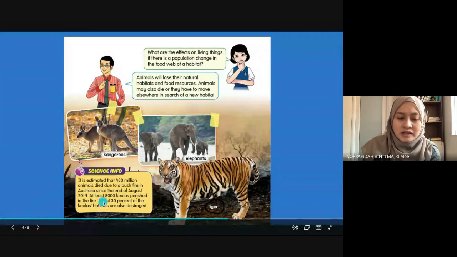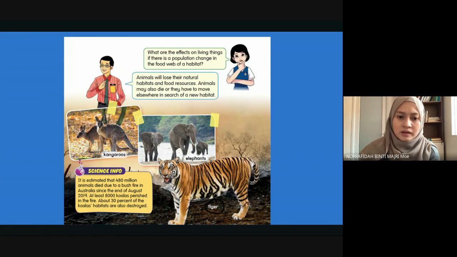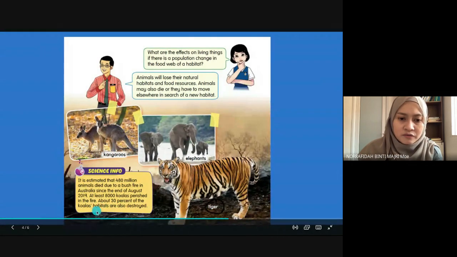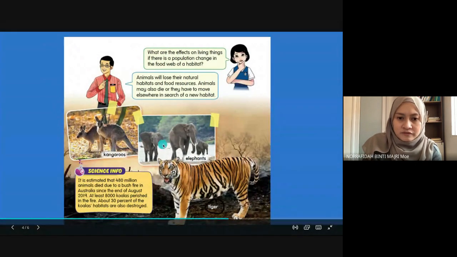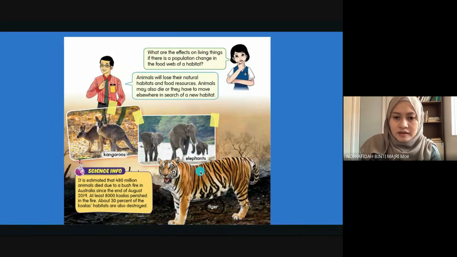Same with this one, bushfire. And then at least 8,000 koala, you know koala bear right? Koalas perish, means die, mati in the fire. Ada 8,000 koala bear dekat Australia tu mati. And then about 30% of koala habitats are also destroyed. Ada 30% tempat tinggal mereka telah dimusnahkan sebab kebakaran tersebut. It's very sad to see. And then we have also elephants and tiger.